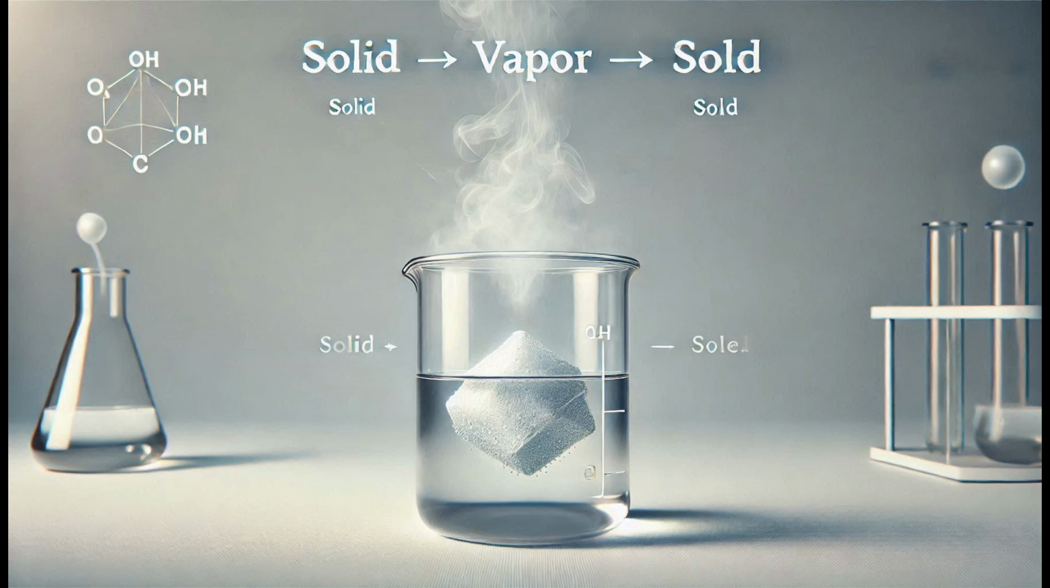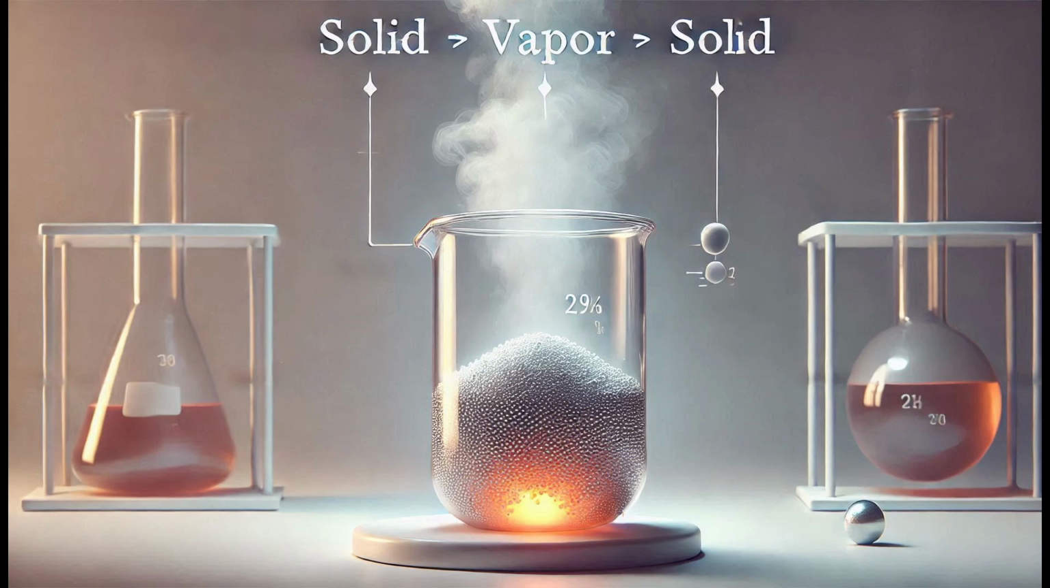Let's explore these methods starting with sublimation. Sublimation is a method where a solid substance directly converts to vapor without passing through the liquid state. This technique is useful for separating sublimable compounds like naphthalene from non-sublimable impurities.